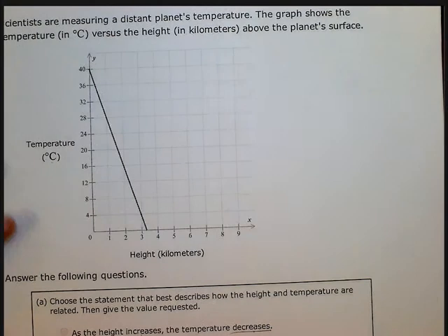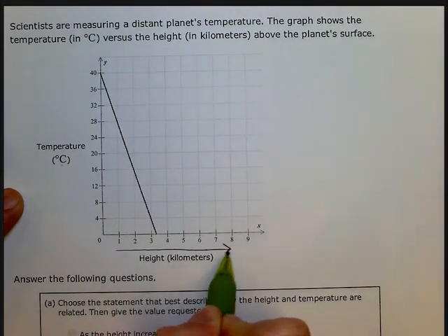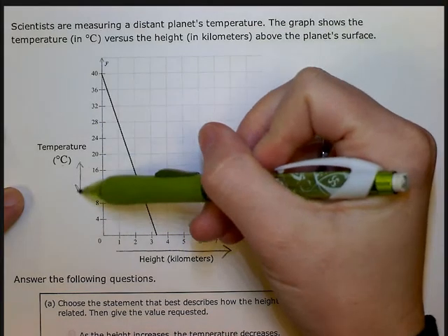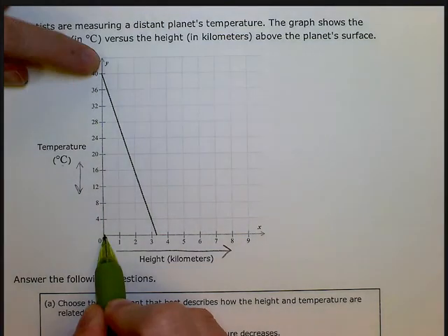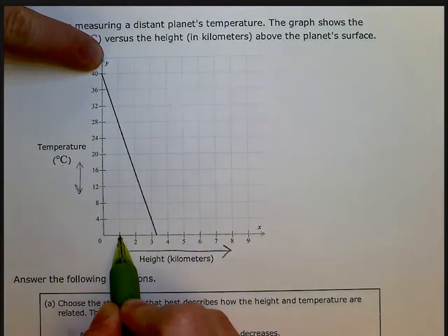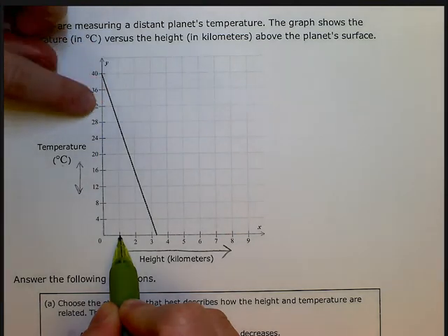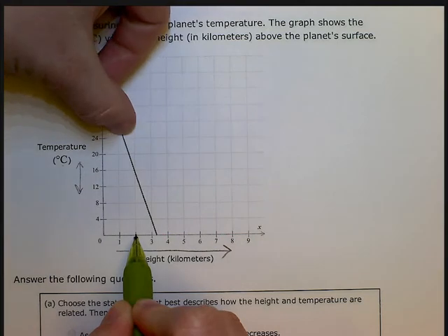Is it decreasing or is it increasing as we get farther away from the surface of the planet? So here's my height. As my height increases going this way, I want to figure out if my temperature is going up or down. At 0, my temperature is 40. At 1, my temperature is somewhere between 32 and 36, probably about 34. At 2, it's about, let's see here.